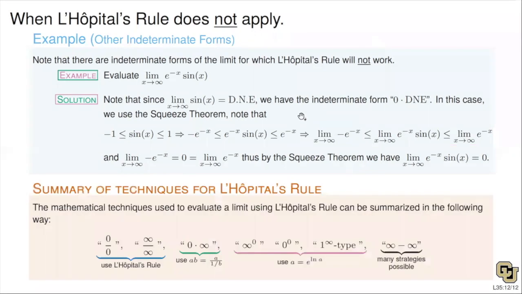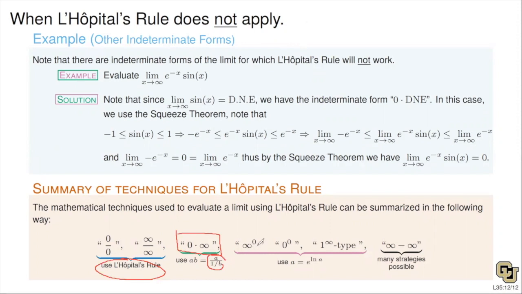So here is the summary of techniques for the indeterminate forms regarding L'Hopital's rule. Hopefully this will now make a little more sense. For 0 over 0 and infinity over infinity, we can use L'Hopital's rule directly. Nothing to do. For 0 times infinity, we write the product as a quotient, dividing one of the terms by the reciprocal of the other.